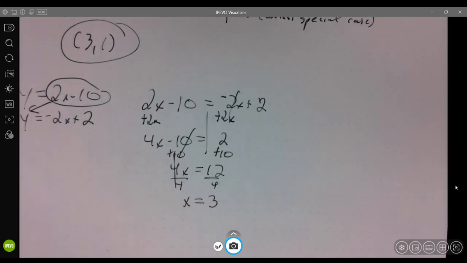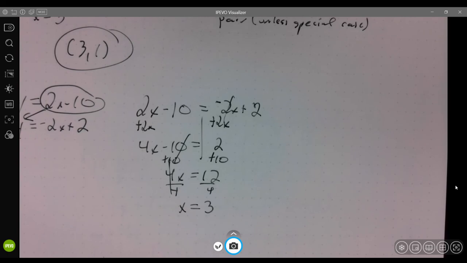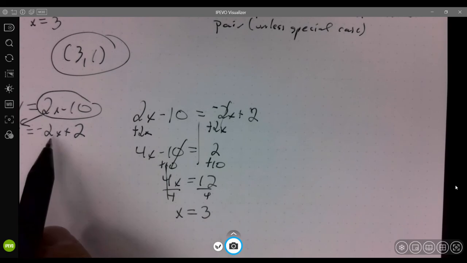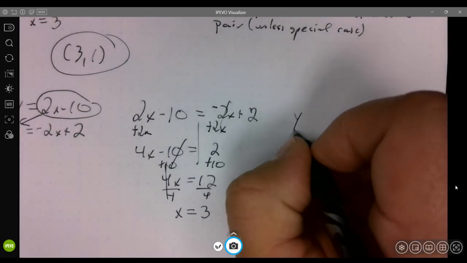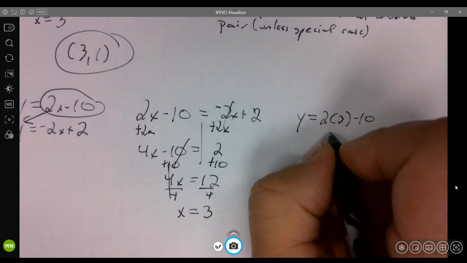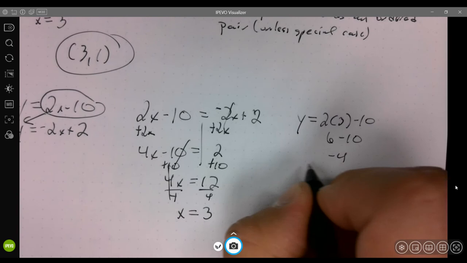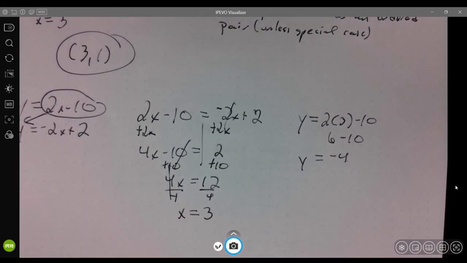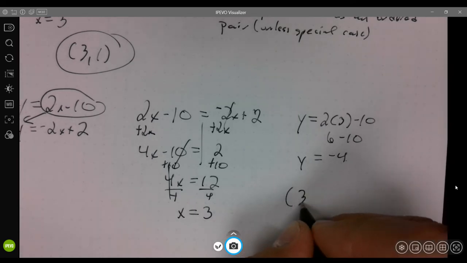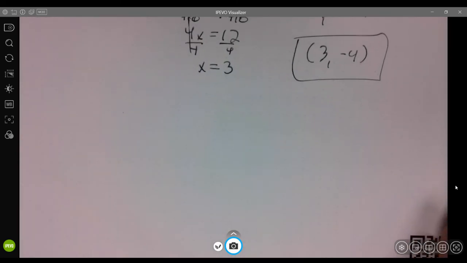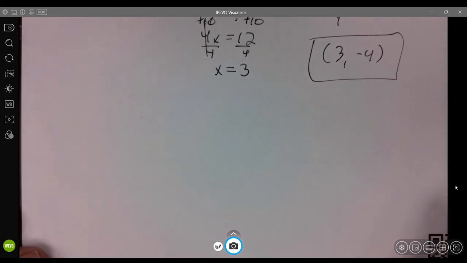That's only part of the answer. I still need to plug that back into one of the original two. I'll do the top one again. So y equals 2 times 3 minus 10. What's 2 times 3? 6. 6 minus 10 is negative 4. So y equals negative 4. So what's my final answer? Write it as an ordered pair. That's step 4. 3, negative 4. Okay. All right, let's take a look at one more like these where both are already solved.